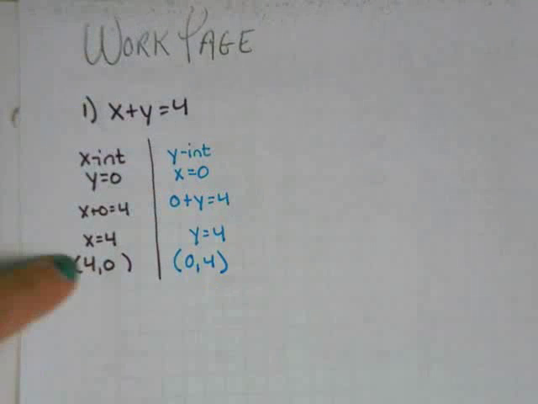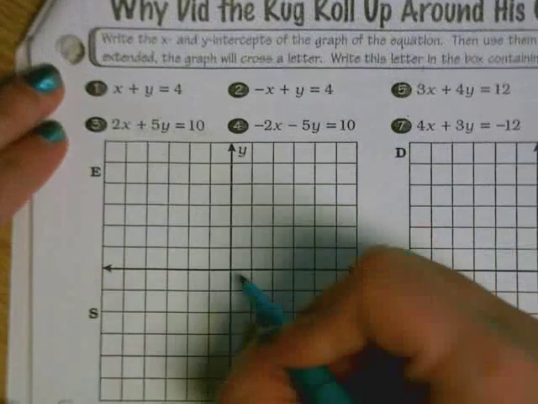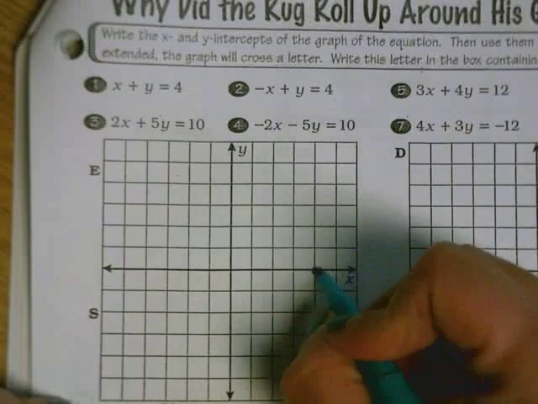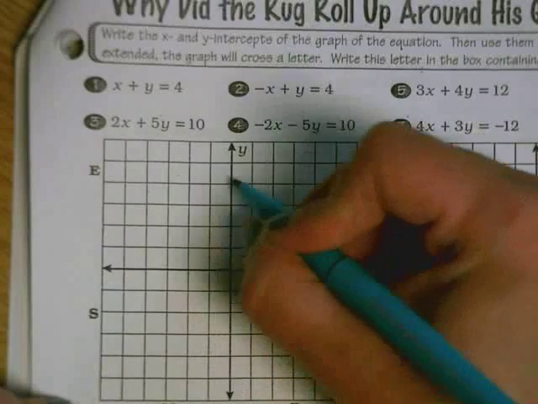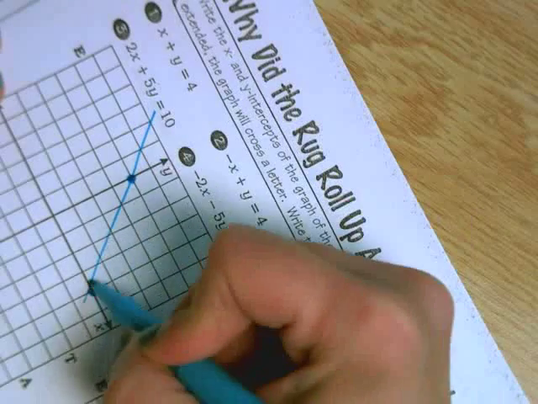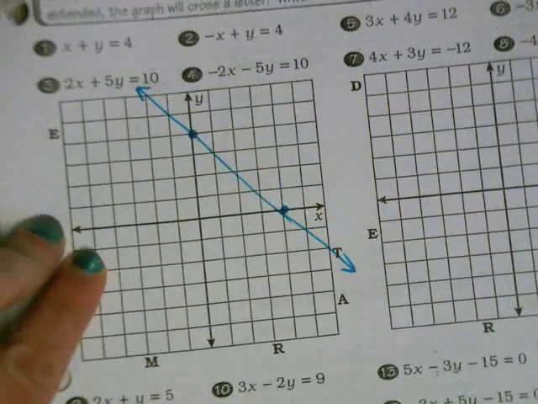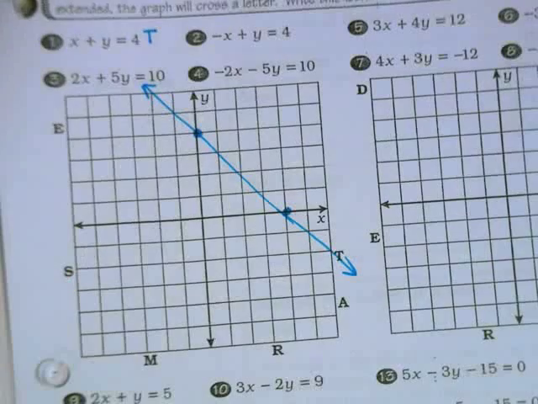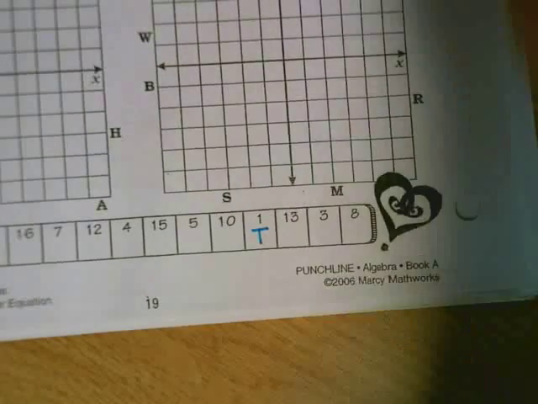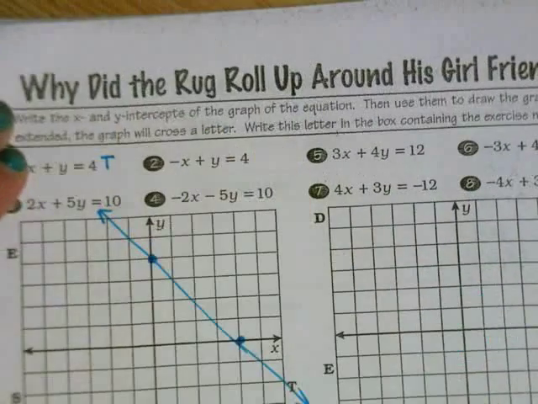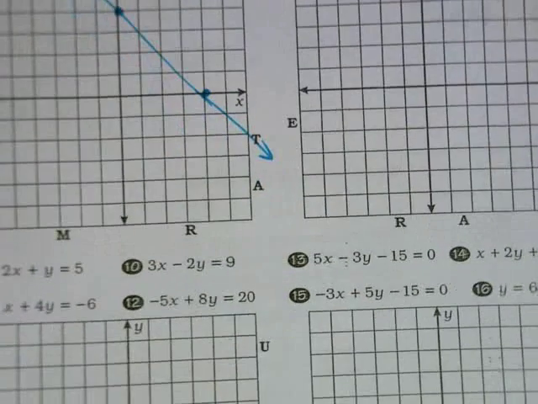And now on the graph with (4, 0) and (0, 4), we're going to go back and graph that. (4, 0): 1, 2, 3, 4. (0, 4): 1, 2, 3, 4. And we are going to connect those dots. And it is going to make a line that looks like it goes through this letter T. So our number 1 is going to be T. And we can go down to the bottom where we see number 1, and we can put in a T. And the answer to this is going to be, why did the rug roll up around his girlfriend? We will find out the answer to that one.